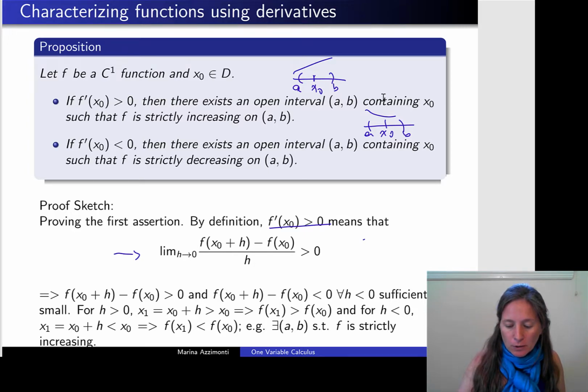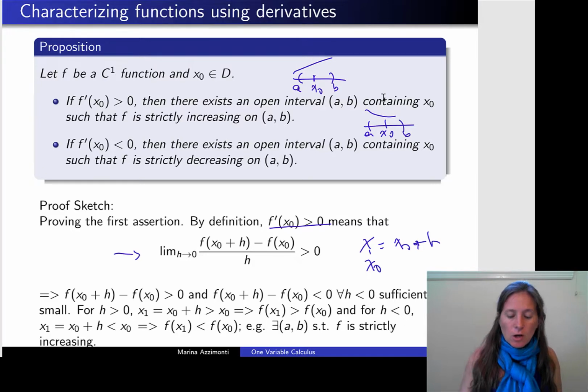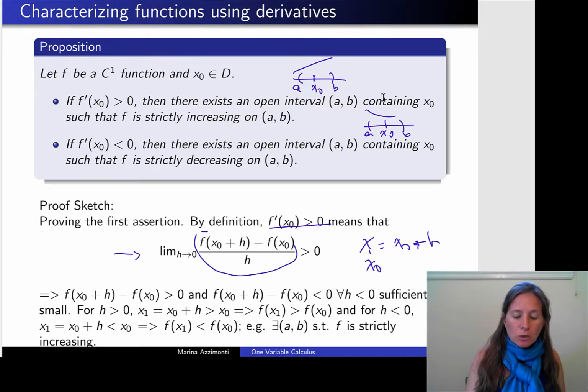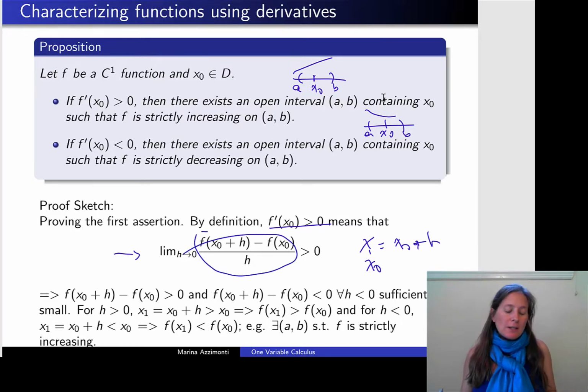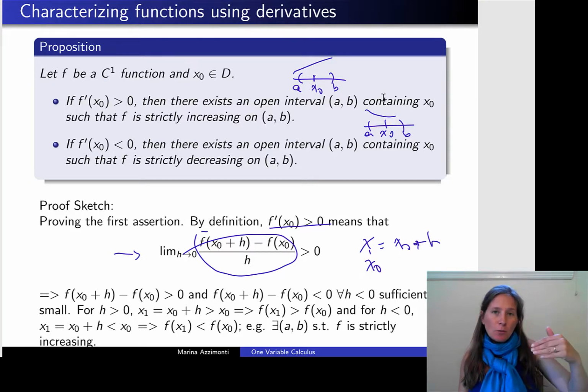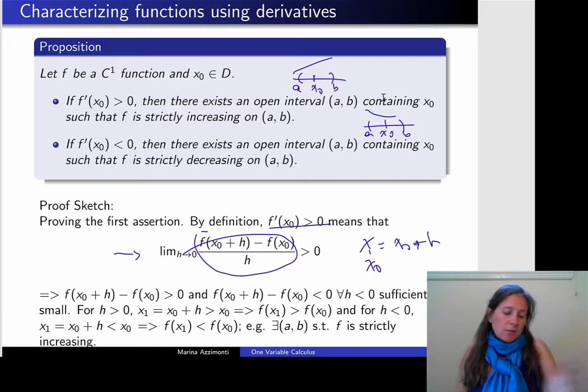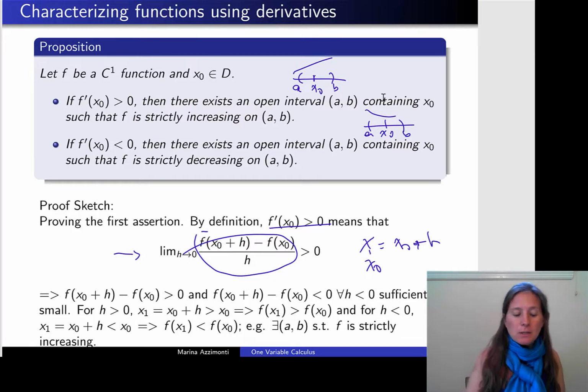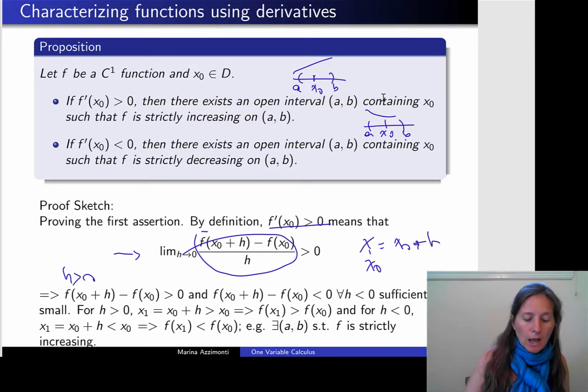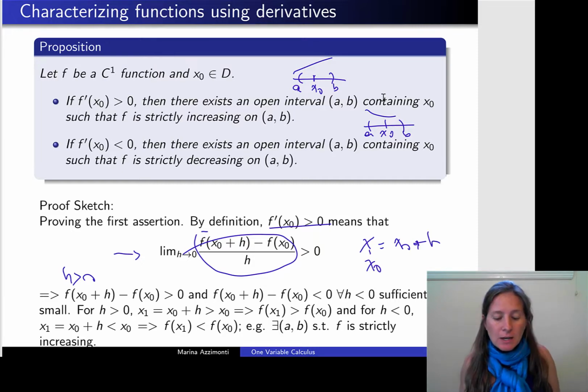So if we have a point x1, which is our original point plus h, and then x0, in order for this ratio to be positive, what must happen? Well, either numerator and denominator are positive, or numerator and denominator are negative. These are the only two possibilities. So let's take the first case. If the numerator and the denominator are positive, that means that h is positive, and that f of x0 plus h is larger than f of x0.